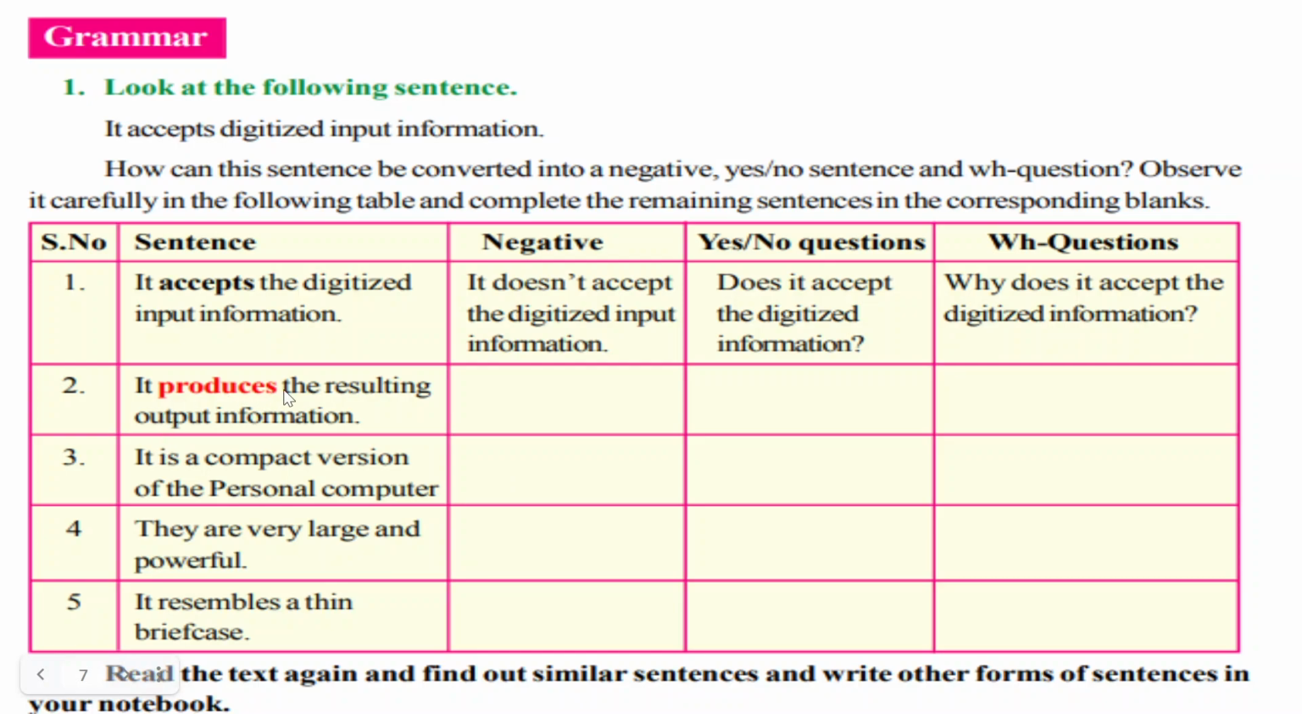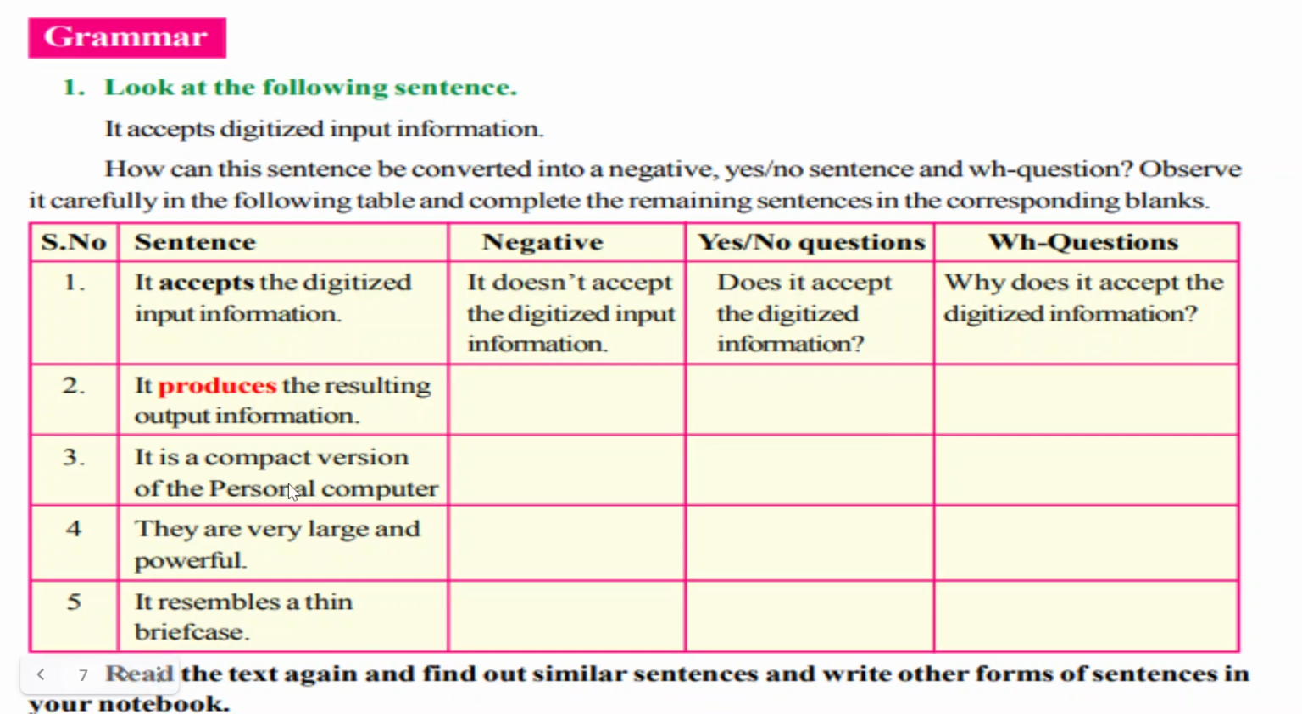Look here, it produces the resulting output information. If you change it into a negative, it doesn't produce the resulting output information. Next, does it produce the resulting output information? Why does it produce the resulting output information? So this is how we can change one statement into a negative statement, into a yes or no type question, and a yes or no type question into a WH question.